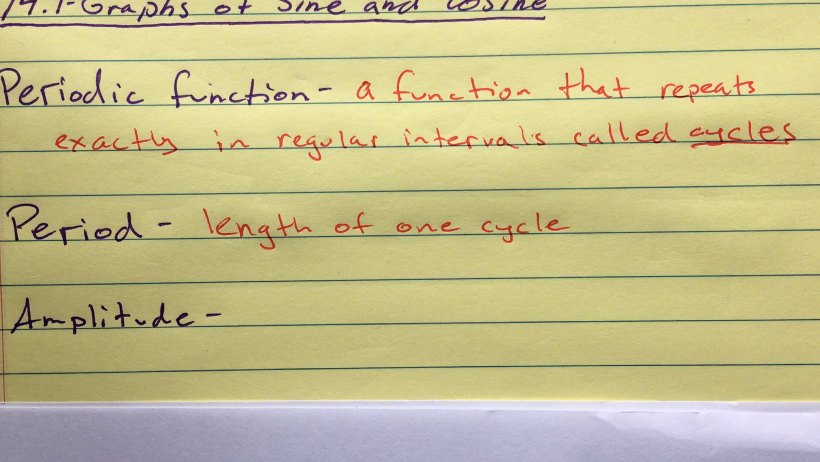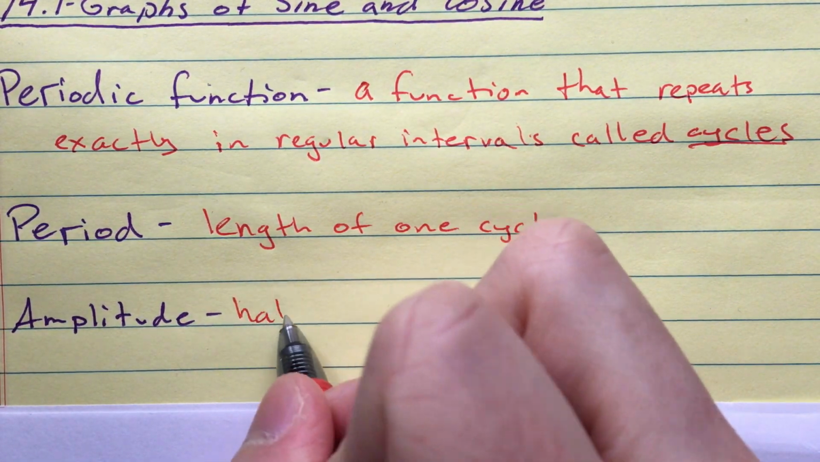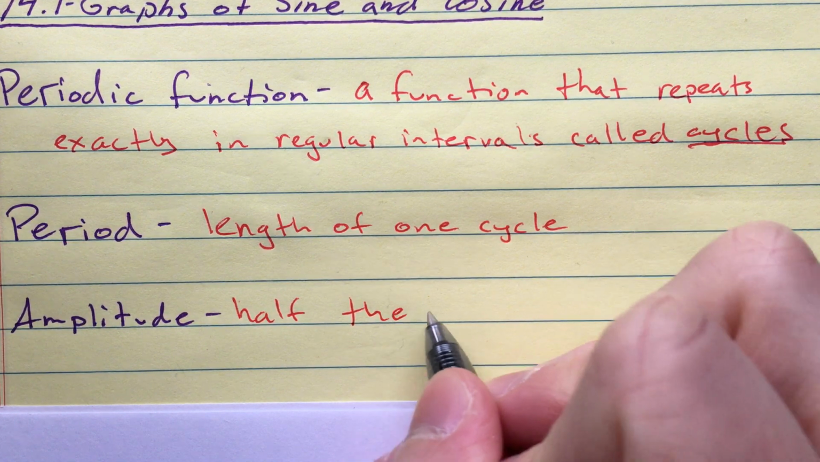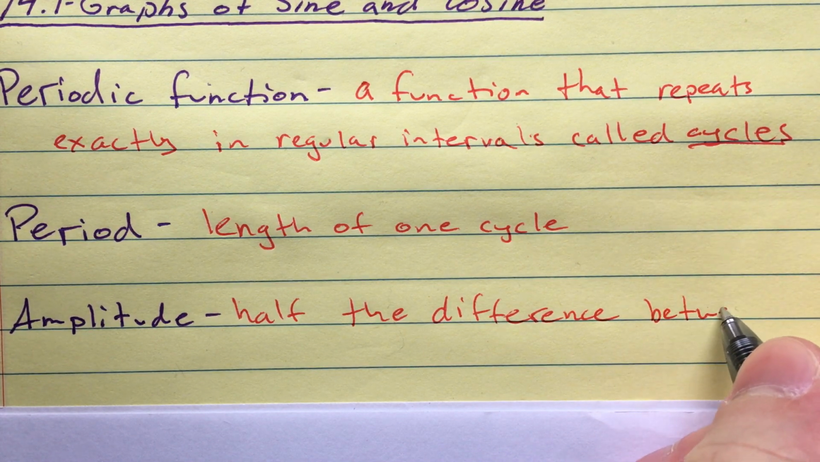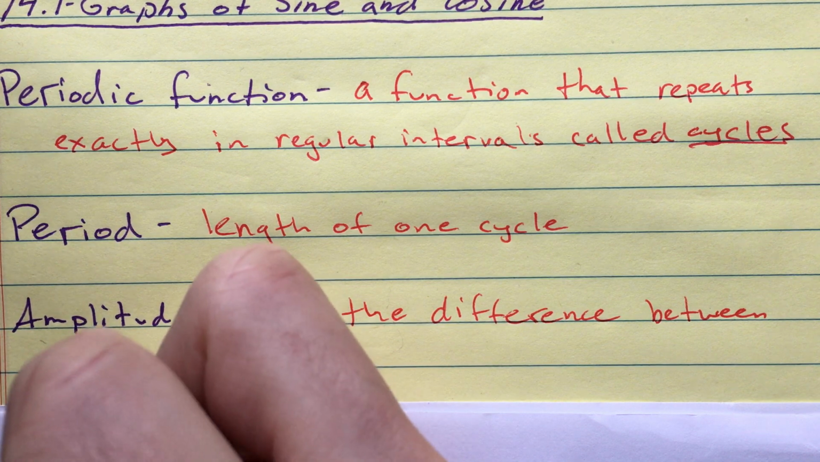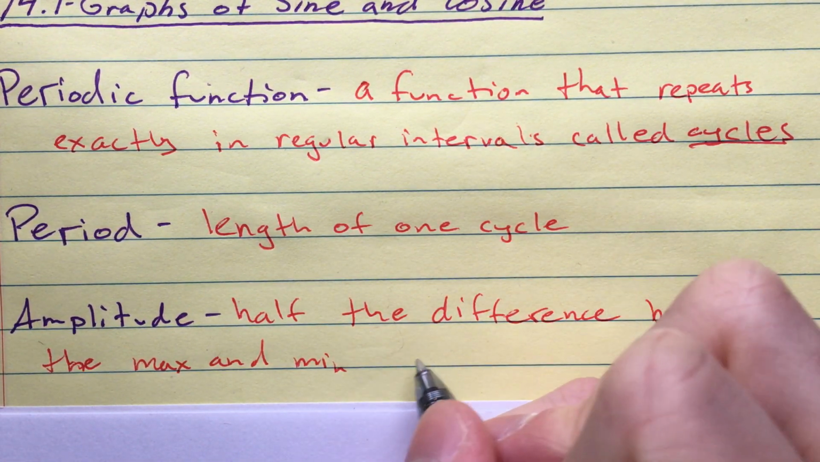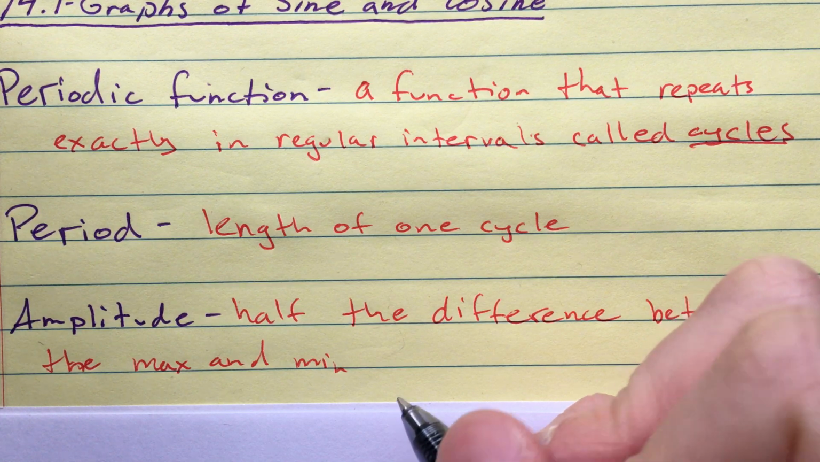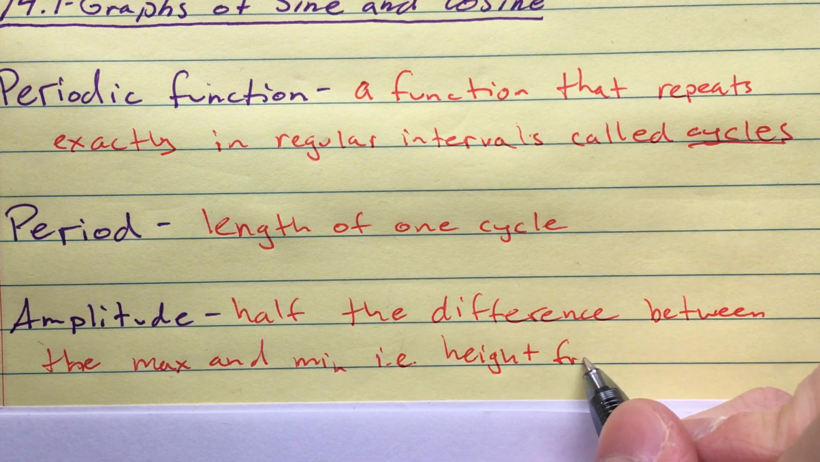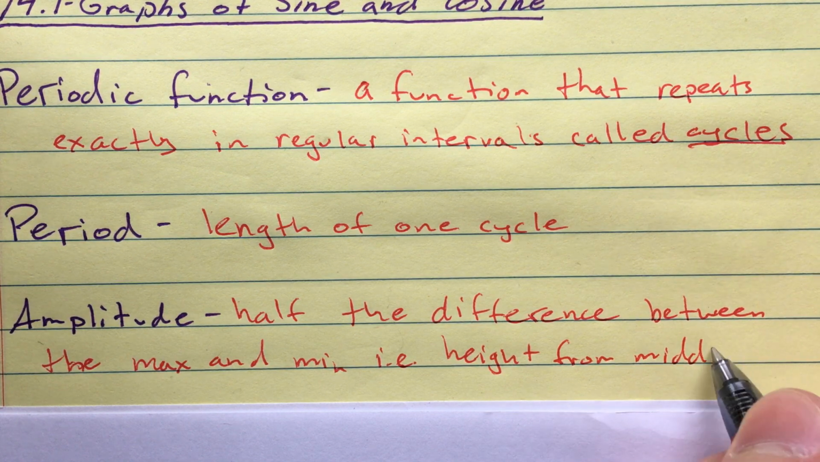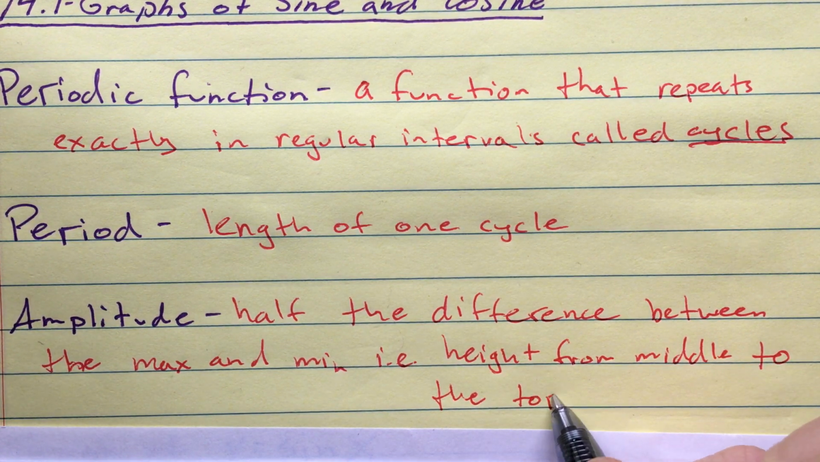Amplitude, in our case, for sine and cosine, is going to be the distance from the middle of the graph to the maximum, or as the book defines it, half the difference between the max and min, but as I usually describe it, it's the height or the distance from the middle of the graph to the top or bottom, so the max or min.